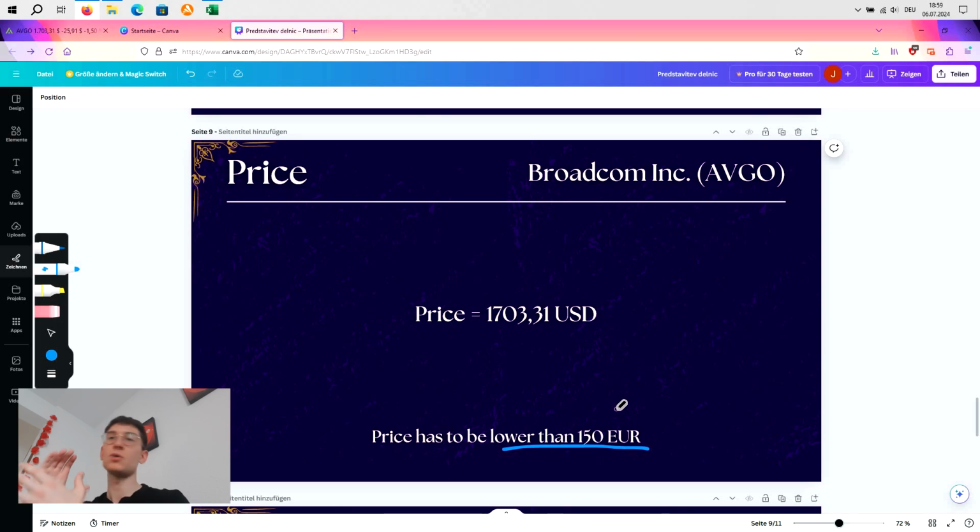Now, 150 is kind of the perfect border, so to say, because we don't want to invest in stocks that are overpriced, because we don't want to spend money. We want to make money, but we don't want to spend the money. You know what I mean? So this is the case here as well, okay? So the current stock price is around $1,700, which is way above 150. So in terms of the price, the company is overpriced as fuck.